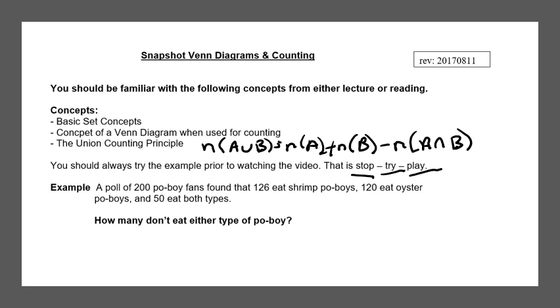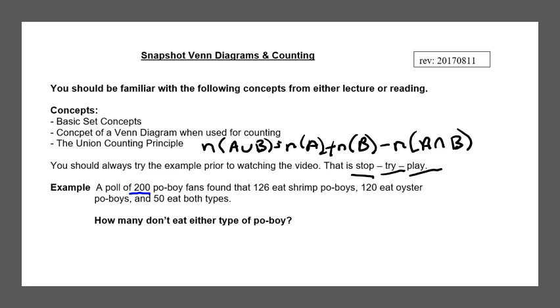We have a poll of 200 po' boy fans, and it was found that 126 eat shrimp po' boys, 120 eat oyster po' boys, and 50 eat both. How many don't eat either type of po' boy? Now notice what we're doing here. We have 200 fans here, right?